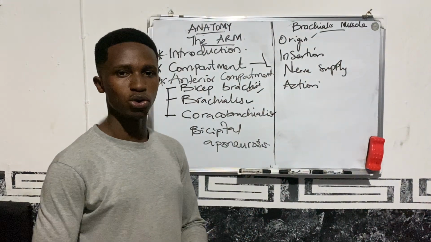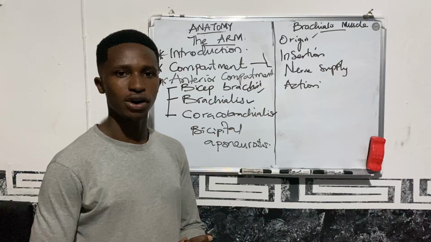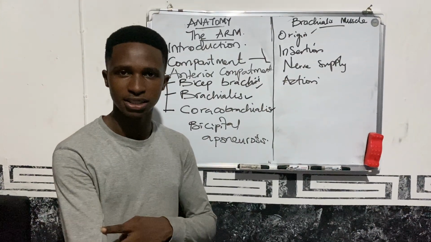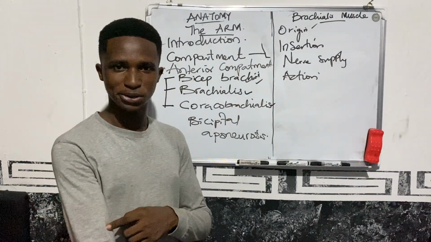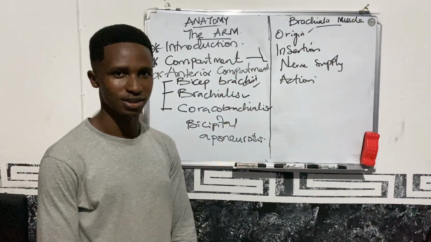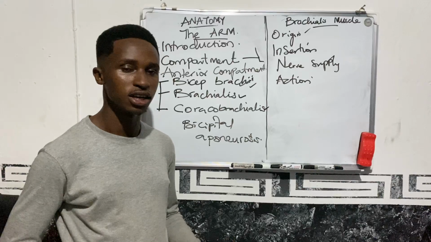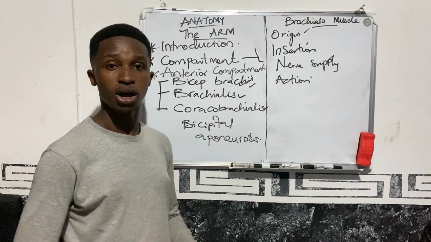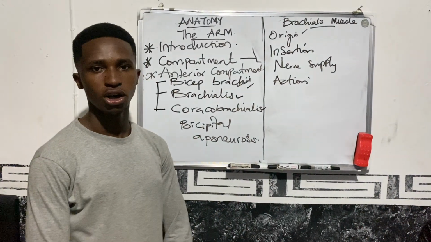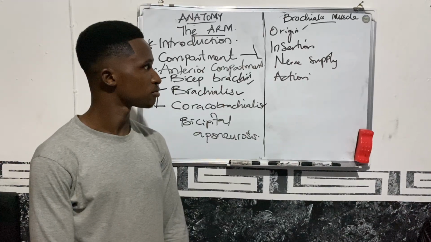The brachialis muscle originates from the distal aspect of the anterior surface of the humerus. I will repeat that once more. The brachialis muscle originates from the distal aspect of the anterior surface of the humerus.